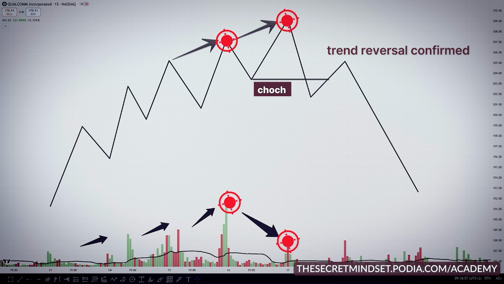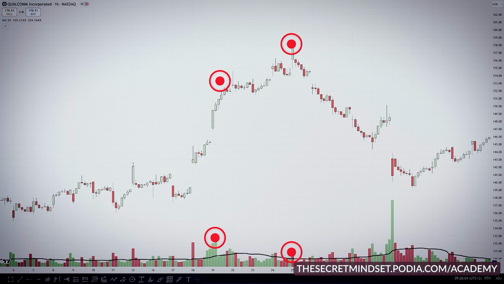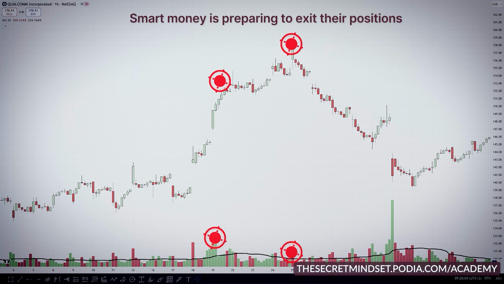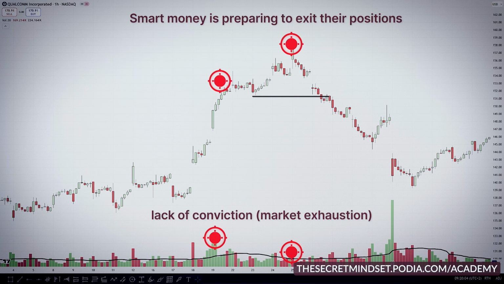Institutional traders pay close attention to volume patterns. They understand that volume tells a story beyond simple price movement. When volume decreases during a price rise, it might also mean smart money is preparing to exit their positions. This is a classic warning sign. Consider a market climbing steadily. Normally, you'd expect volume to increase as price moves higher. But if volume remains flat or decreases, it suggests lack of conviction. This is a potential sign of market exhaustion.